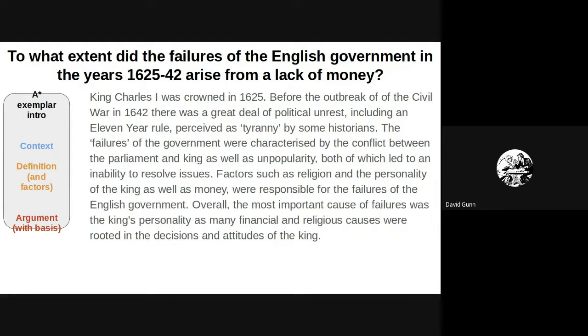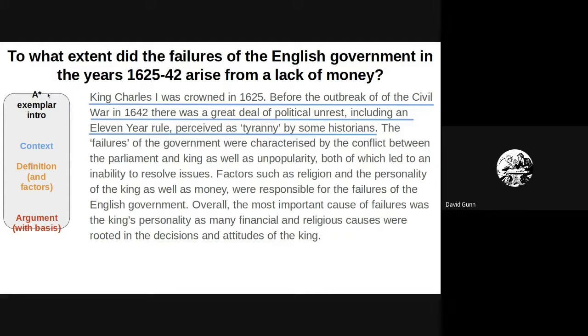Charles I was crowned in 1625. Before the outbreak of the Civil War in 1642, there was a great deal of political unrest, including an 11-year rule perceived as tyranny by some historians. So that is the context. Very brief, showing the scope of the question, as I said.